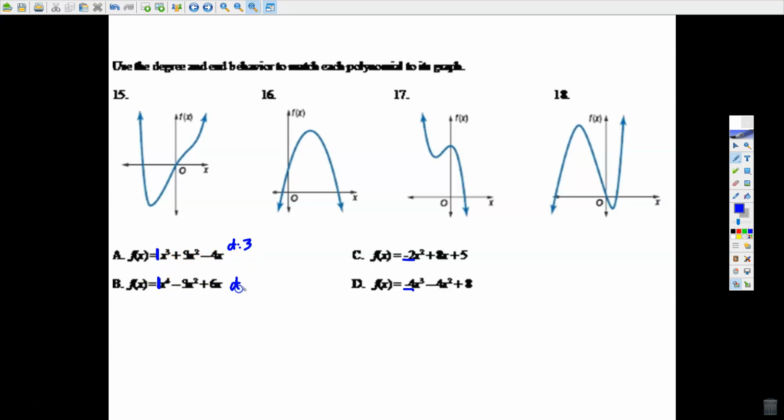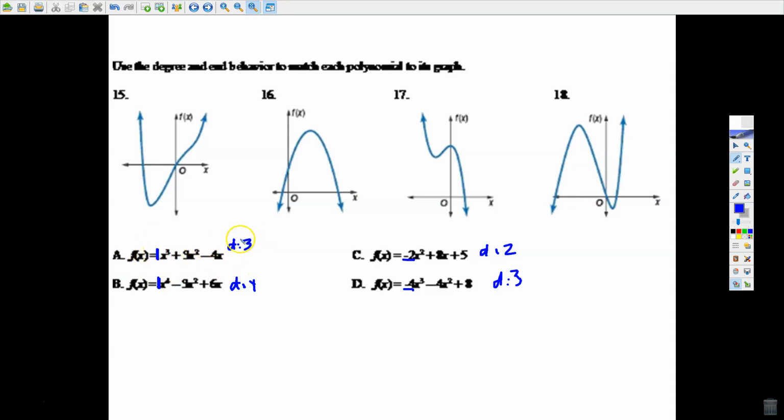Here the degree is 4. Here the degree is 2. And again, degree 3. The degree will help us with the left side. So let's just do letter A, for example. The graph of this should go up on the right.